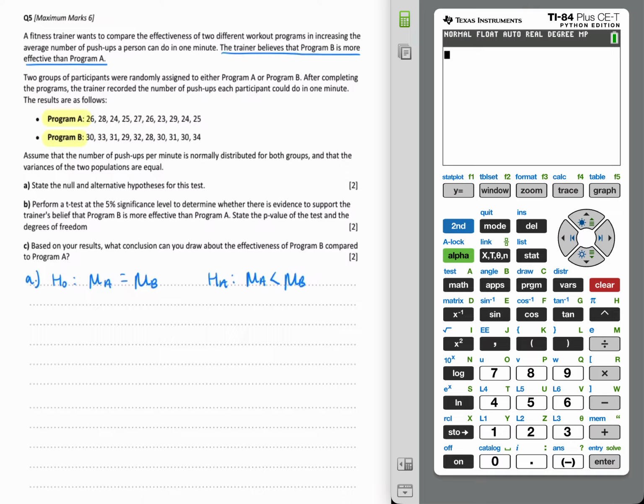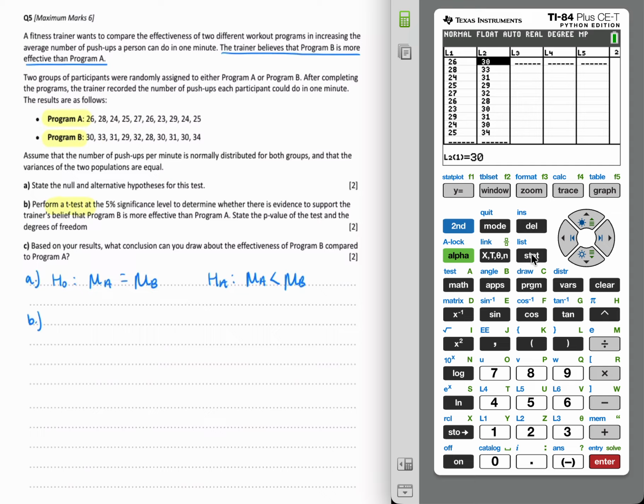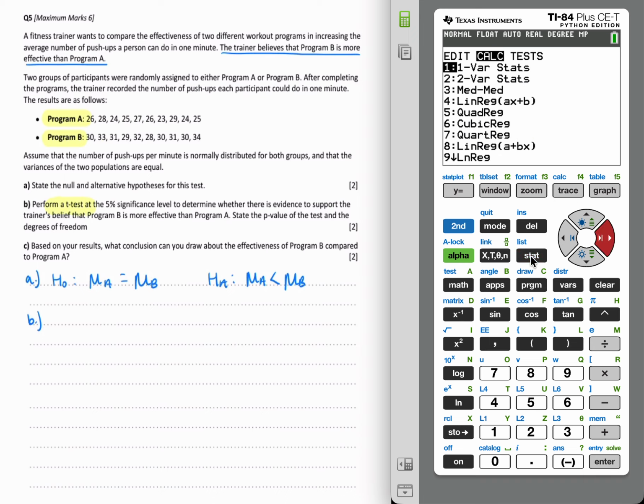And then for part B, you're asked to perform a t-test. And again, we can see there that we're doing the t-test on this information. So we're going to go to our calculator and we go to stats and edit. And you can see that I've typed that information in here. And then we're going to go to stat, calculations, tests, and then it's the two sample t-test that we want to do.